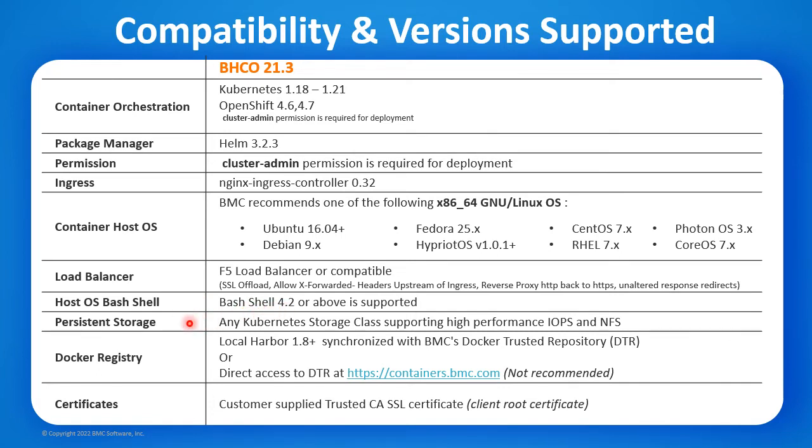For persistent storage, we require Kubernetes storage class that supports high performance IOPS, and for BHCO, we also need NFS. For Docker registry, local Harbor 1.8 above, synchronized with BMC Docker Trusted Repository, or you could, in some cases, have direct access to containers.bmc.com, although that is not recommended. For the current BHCO version, we do not support self-signed certificates, so you have to have trusted root certificates provided by specific vendors, which we document in our documentation.